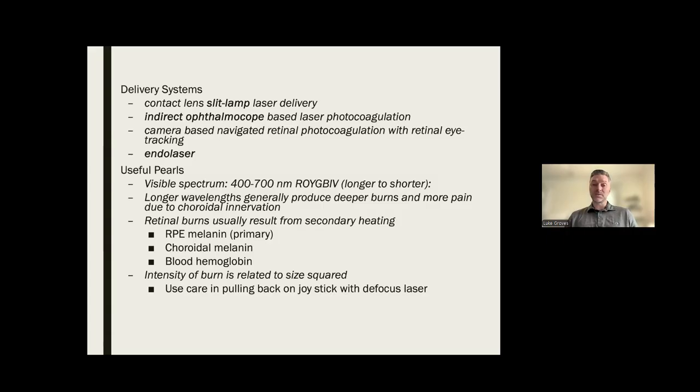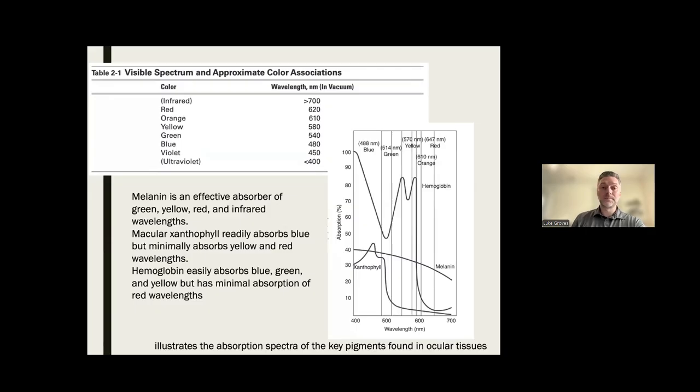They can get through things like blood. So we'll talk briefly about why you might choose different colors. Your retinal burns are going to result from that secondary heating that we talked about with most lasers. You're trying to increase the temperature in the posterior area. And then the intensity of the burn is related to the size squared. So you've got to be careful where you're focusing, and how a defocused laser can cause harm. If you have a larger area, you could cause more harm. So just understanding your optics and where you're focused is very important.